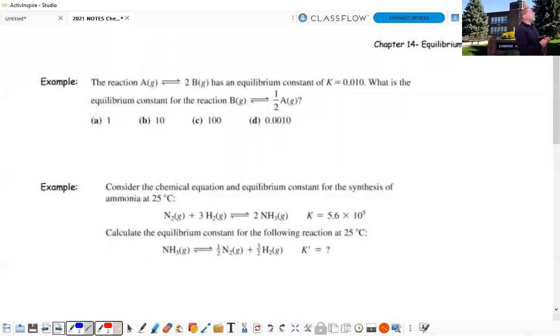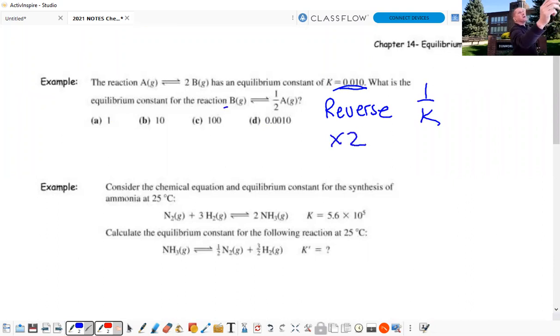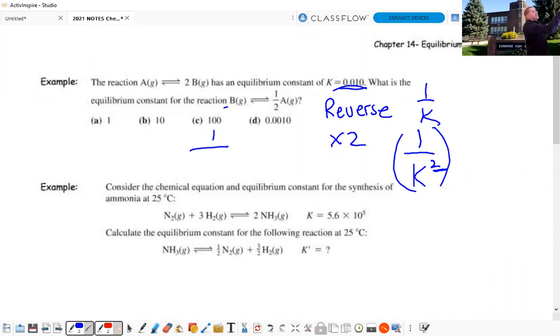All right, so the reaction A now yields 2B, different, has an equilibrium constant, so K is equal to 0.01. What is the equilibrium constant for the reaction of B? So B, so we got to reverse the reaction. So remember, reverse, you do 1 over K. And we also need a 2 in front, so we have to multiply by 2. And so we're going to do 1 over K to the second power, because we're reversing it and we are multiplying by 2. So we inverse and we raise it to that power. So we have 1 over the K value, which is 0.01 squared.